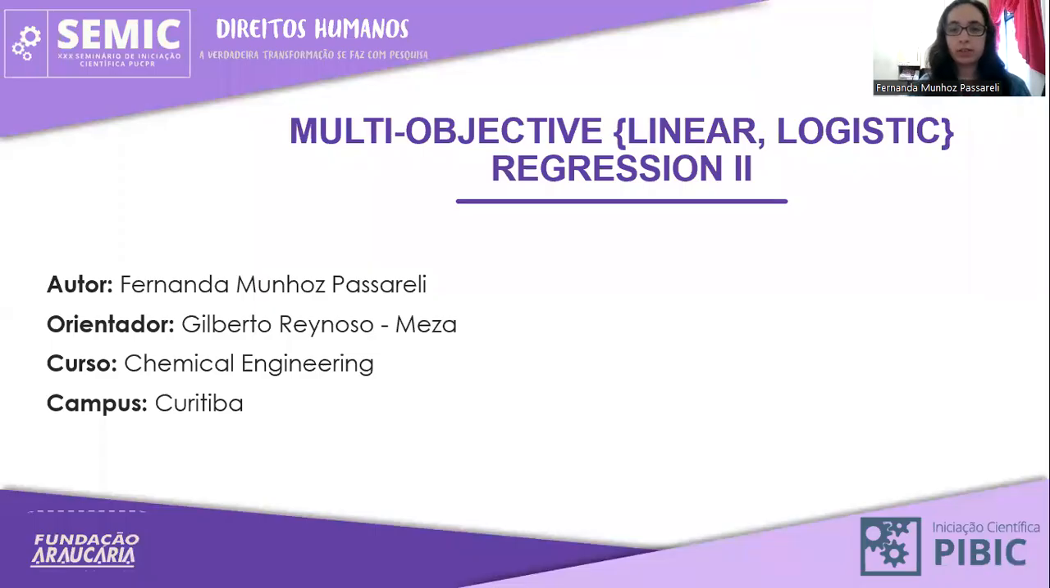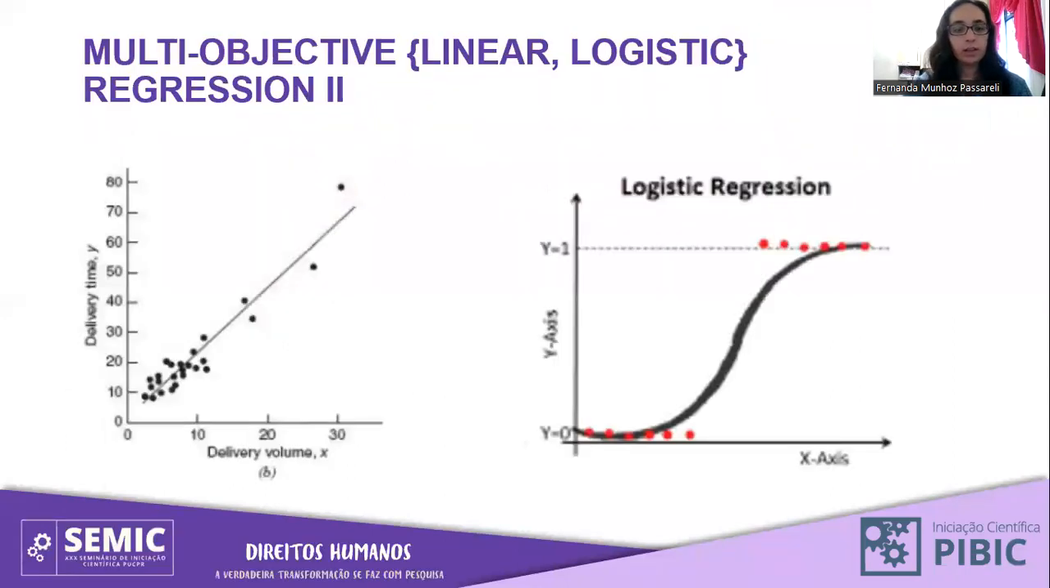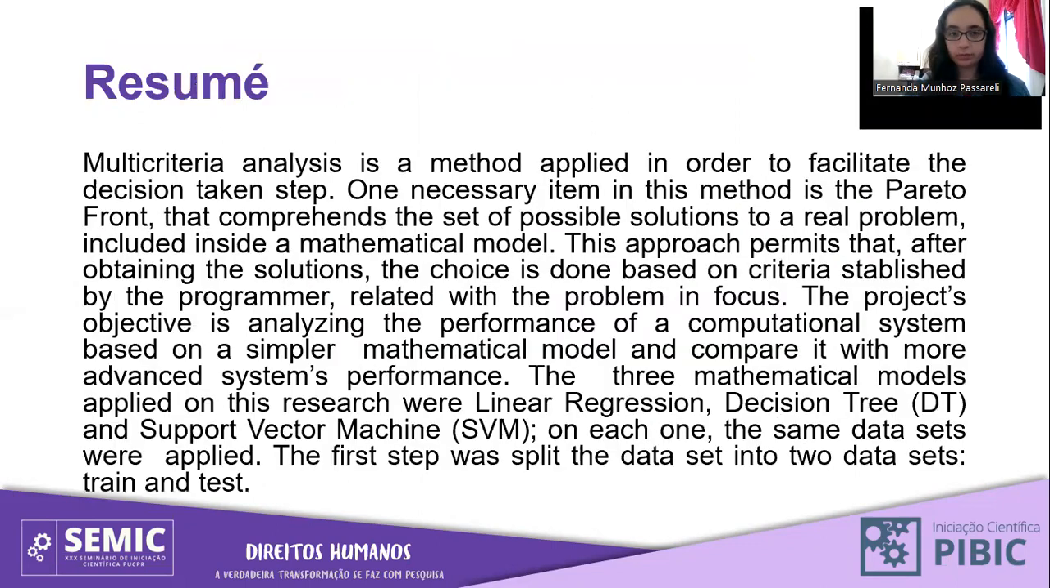The title of the project is Multi-Objective Linear Logistic Regression. Linear regression is presented here in this graphic on the left, and the data points are represented by the black dots, and they are approximating the linear regression curve that has a predictable behavior. Logistic regression is used for classifying data that is represented by the red dots.